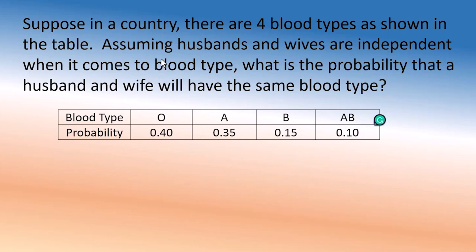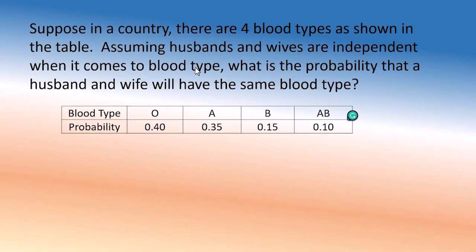Now, assuming people are independent, like husbands and wives, they're not from the same family, so independent. What is the probability that husband and wife will have the same blood type? Which means husband is A and wife is an A, or husband is a B and wife is a B, same blood type. How do we go about doing that part?